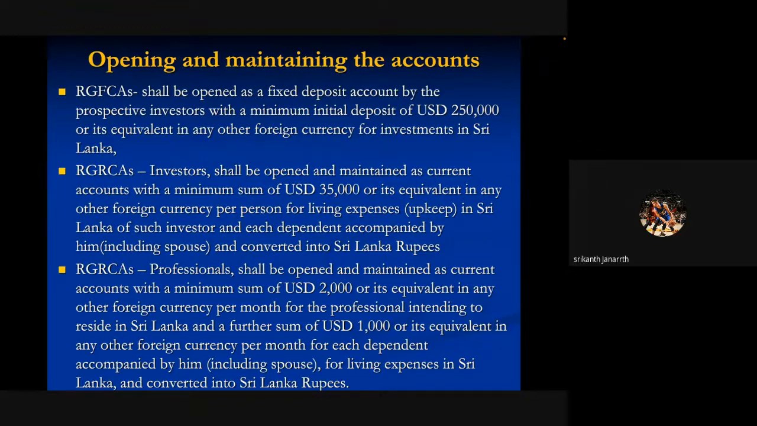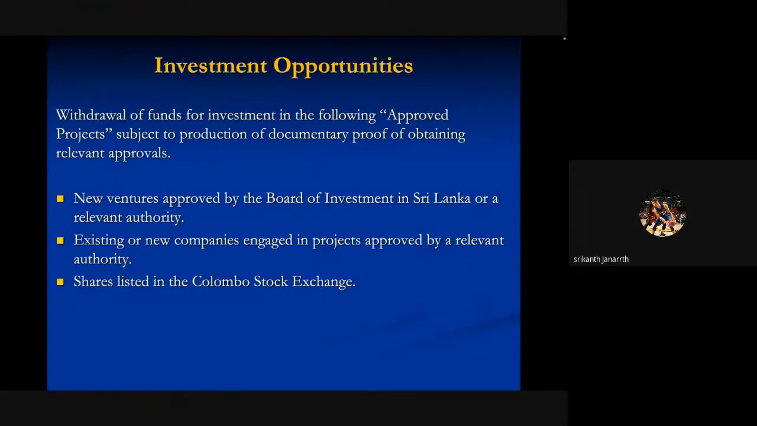These are called the Resident Guest Scheme, right? So you can see the investment opportunities. What are the investment opportunities given for $250,000? New ventures approved by the Board of Investment in Sri Lanka or the relevant authority, existing or new companies engaged in a project. So you can start any existing or new business, or you can buy shares listed in the Colombo Stock Exchange. You can invest and stay here, but you have to bring a minimum of $250,000. That is called the Resident Guest Scheme.